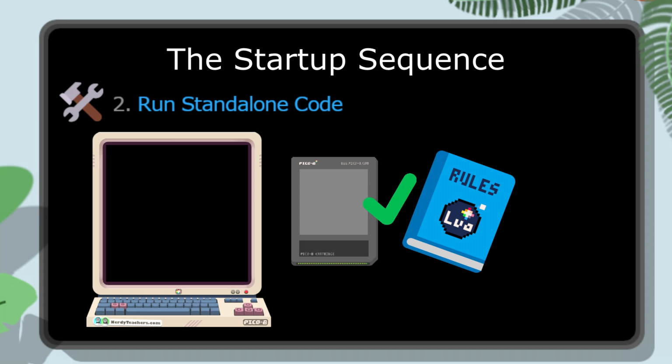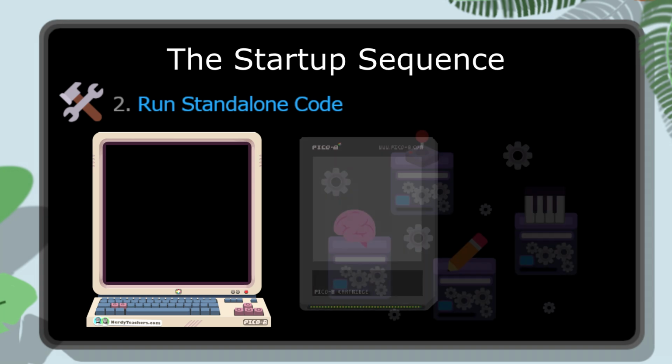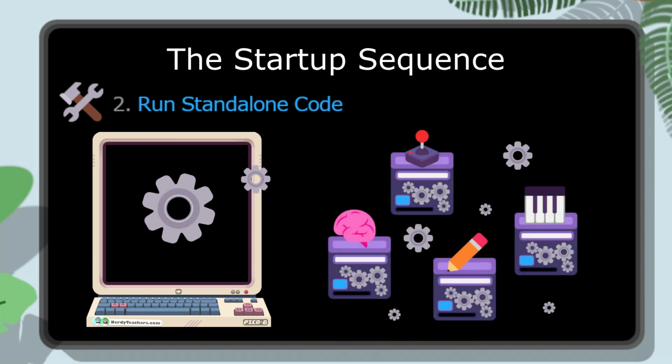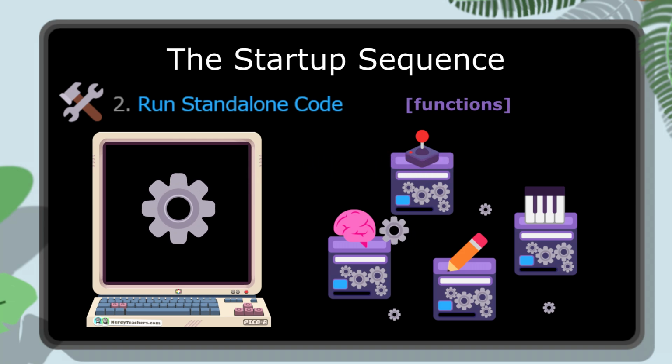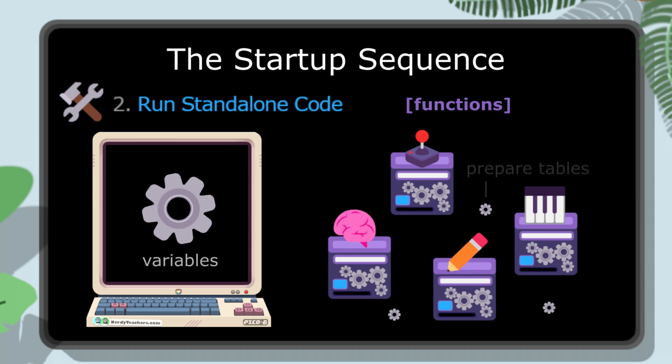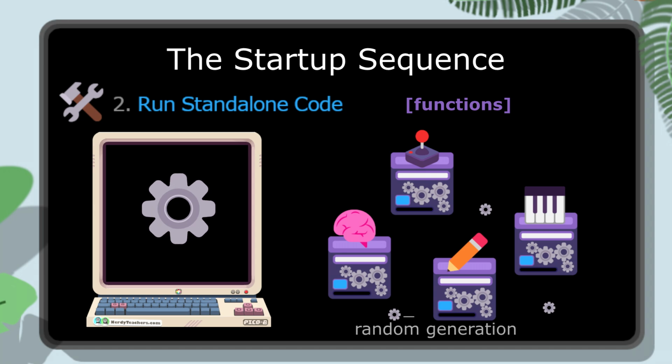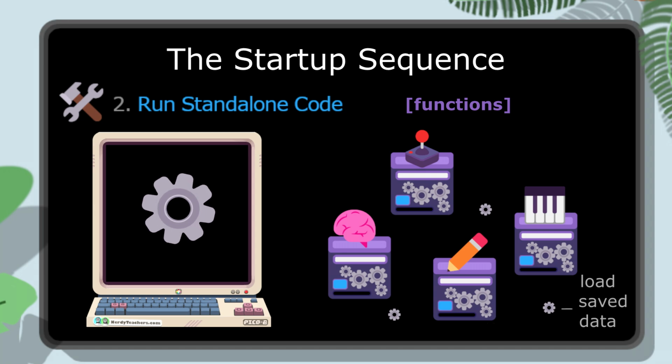Step 2. Standalone code execution. Once your code passes error checking, Pico 8 then looks for and immediately runs any code that is not inside a function. This is usually just for setting variables, but as you make more advanced games, it might also be where you prepare many tables of data, or where you generate the random parts of your game, or load saved data to prepare the game where the player left off.